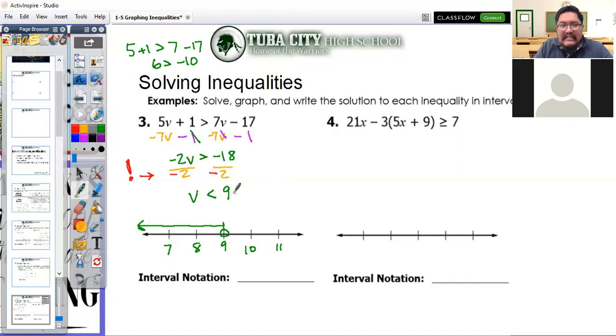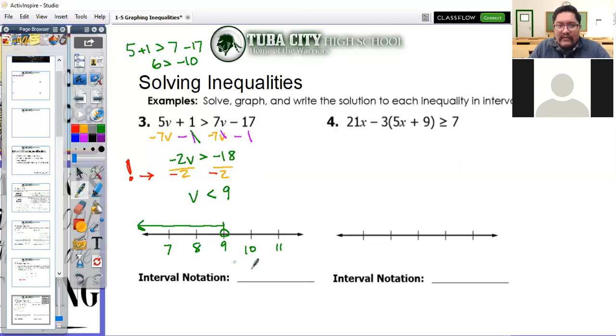Okay, v is less than 9. So if I pick something less than 9 and plug it in, it should make this true. And that's how you test it. Okay, don't pick the number itself, because that's how you check an equation. So pick a number that is what it tells you, less than or greater than. Now, if I did not flip the sign, I would pick something like 10, and I'd plug it into this, and it would be false. So again, that's how you check it.